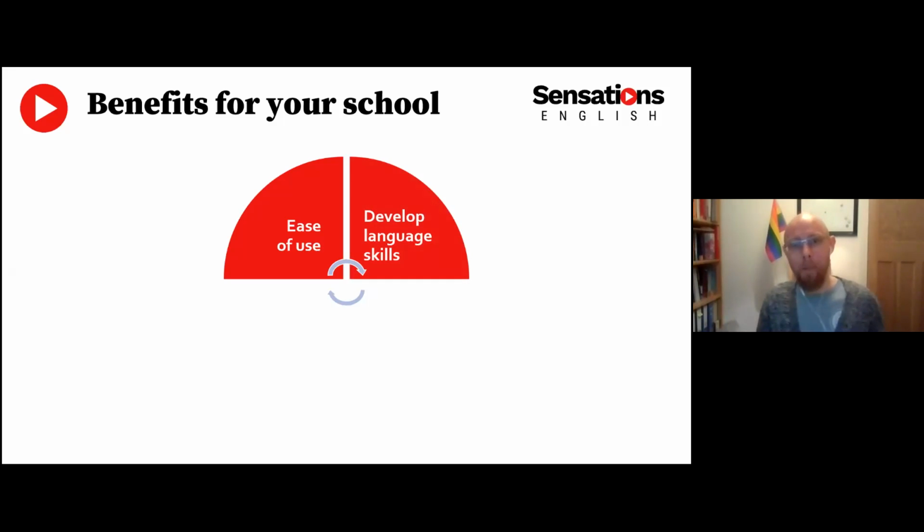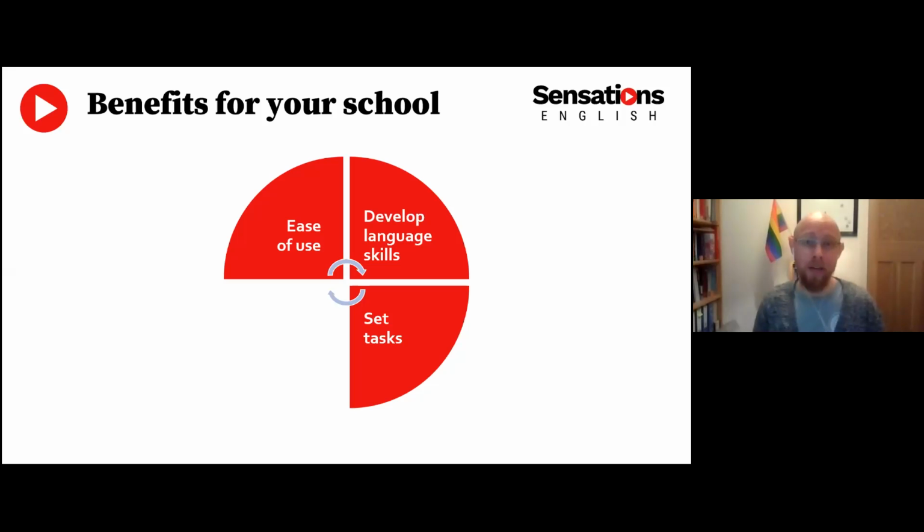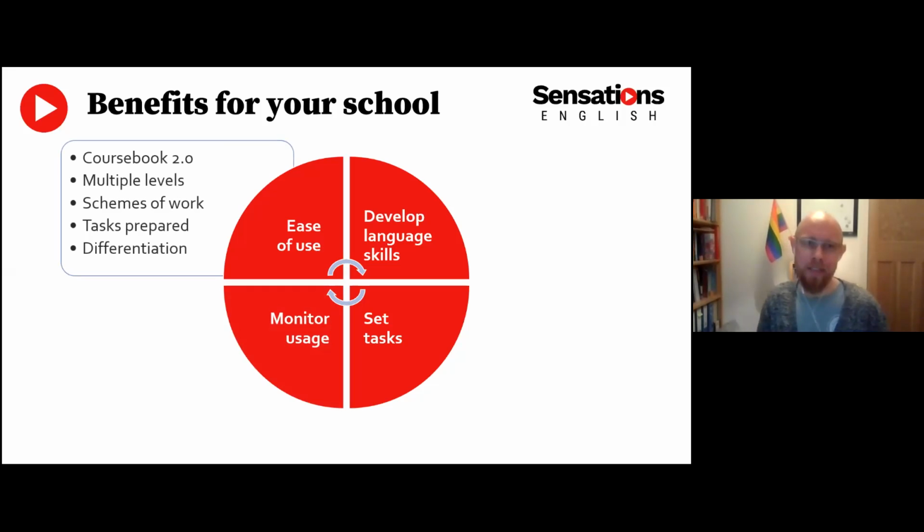We've also built into everything we do, developing learners' language skills so that they can function in the modern world. We're thinking about how as teachers, you can set tasks so that you organize your work very easily in the teacher gradebook, and learners get that information really easily through the website. And then you can all, as a school, as a teacher, monitor usage. And let's look at these things in a little bit more detail.